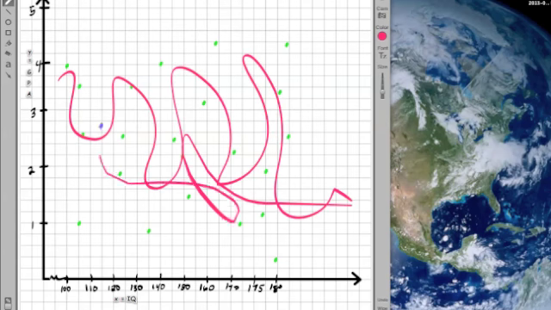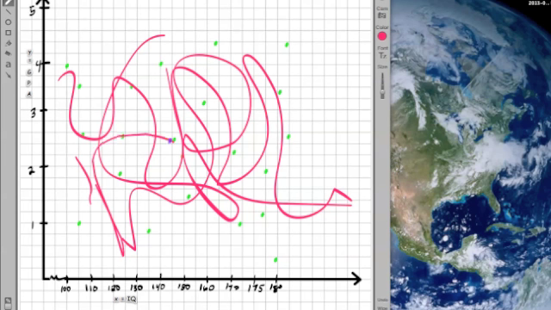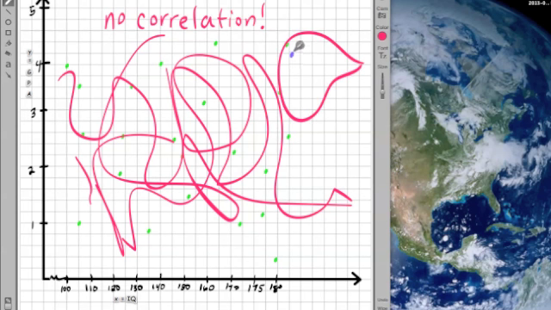So if we look at these, we can see there's actually no correlation between IQ and grade point average, which means doesn't matter your IQ, your grade point average does not depend on it. It's all about working hard. So we say this is no correlation. We can't really find a line of best fit.